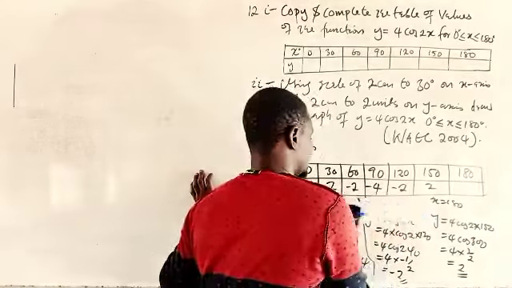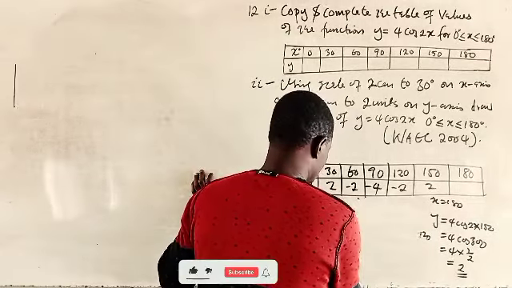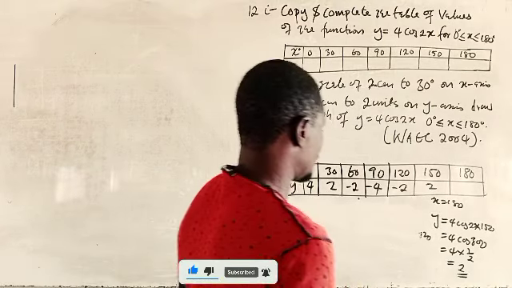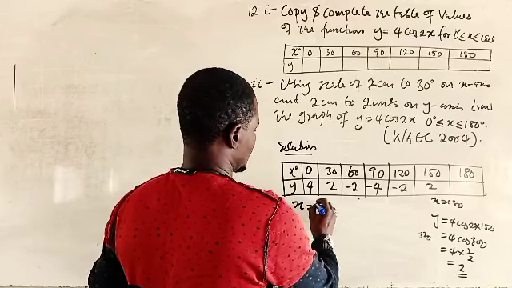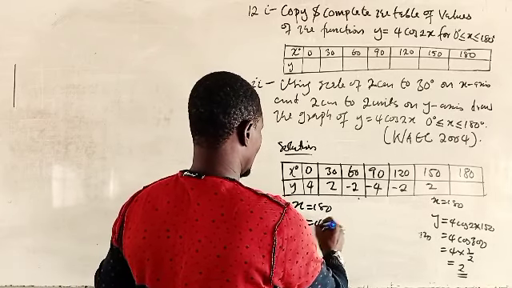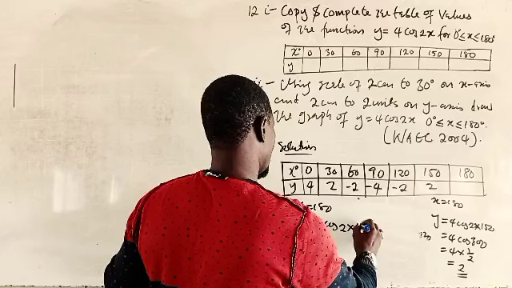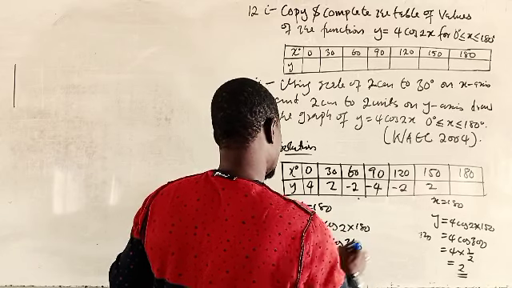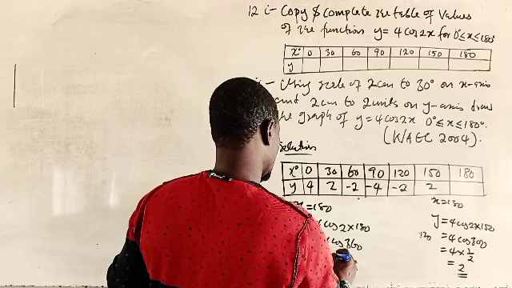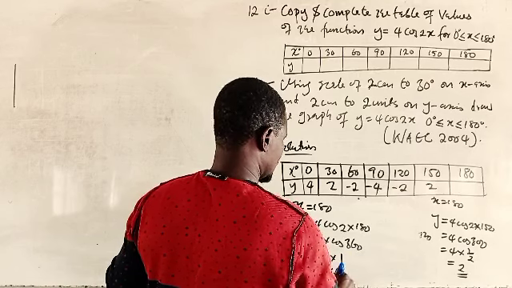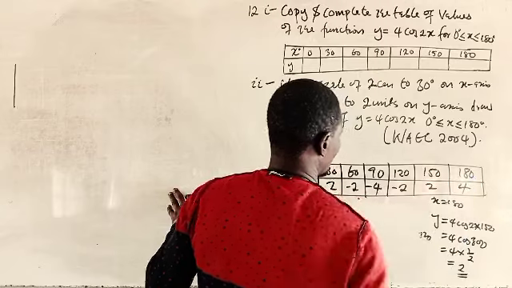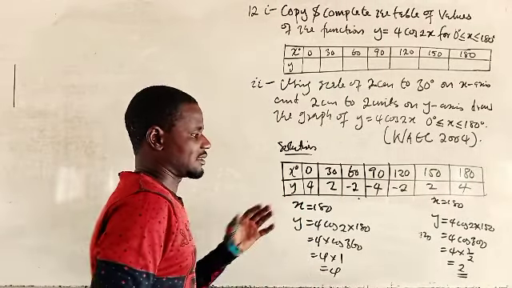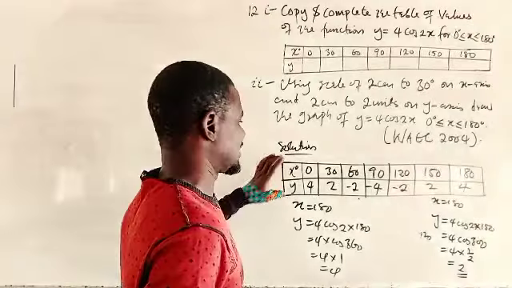Subsequently, to the next and the last. The last one is when x equals 180. We have y equals 4 cos 2 times 180, which is 4 cos 360. Cos 360 I think is 1, and this equals 4. So here it's going to be 4. Now we finish finding our table as expected. Now our table is complete.